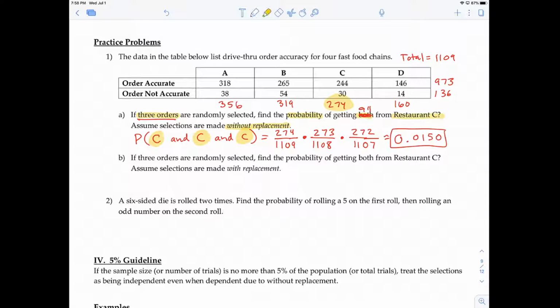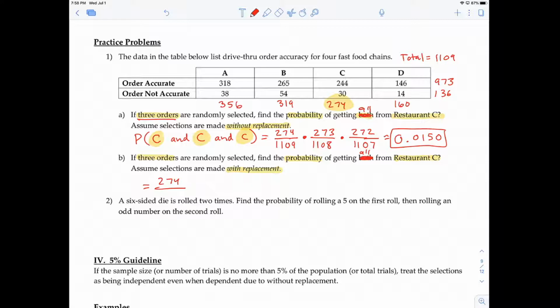For the next question, 3 orders are randomly selected. Find the probability of getting, again, this is grammatically incorrect, this should have said all, so all from restaurant C. So it's the same problem, but now it's with replacement. So we know that whenever it's with replacement, instead of diminishing 1 from the numerator and 1 from the denominator, it's just going to stay the same, right?